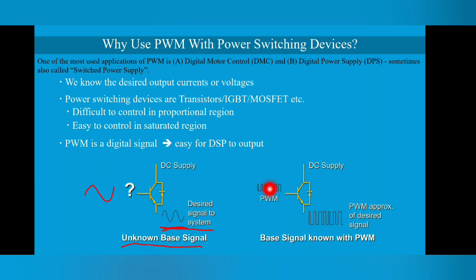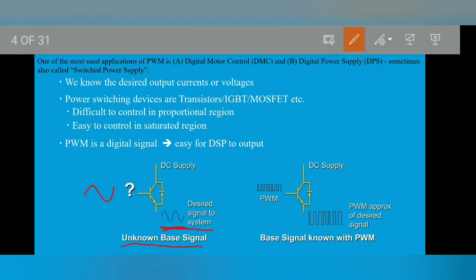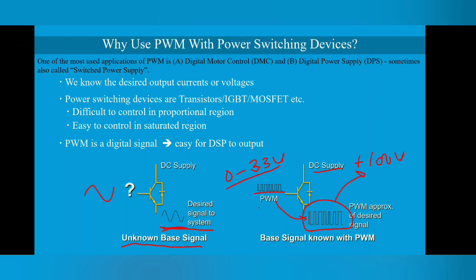And one more application of this scheme is that this transistor and IGBT which we are going to use is also used as an amplifier. Why is it used as an amplifier? Because your DC supply will be, suppose, 100 volts, right? And your PWM signal magnitude will be 0 to 3.3 volts. So your PWM signal is converted into this output, whose magnitude will be from 0 to 100 volts. So the transistor, IGBT and MOSFET act as an amplifier also.